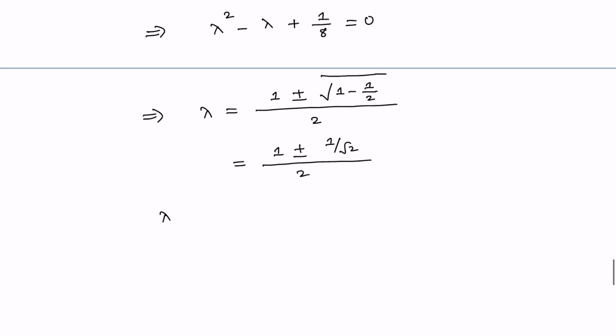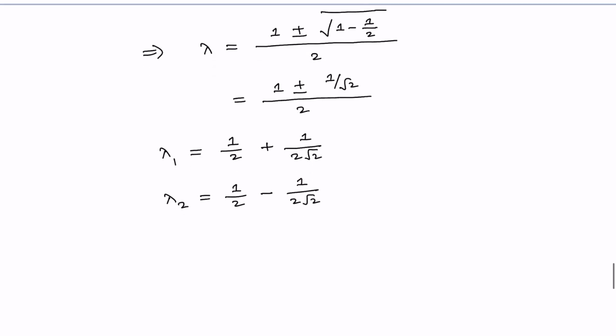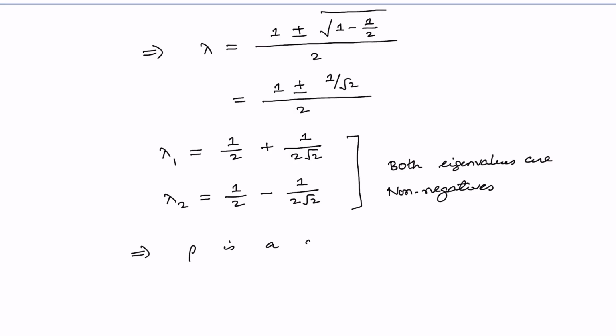So the eigenvalues, two eigenvalues you will get. Lambda 1 is equal to 1/2 plus 1/(2 root 2), and another one, lambda 2, is equal to 1/2 minus 1/(2 root 2). As you can see, both the eigenvalues are non-negative, so therefore it satisfies the third property as well. This implies I can conclude that rho is a density matrix.